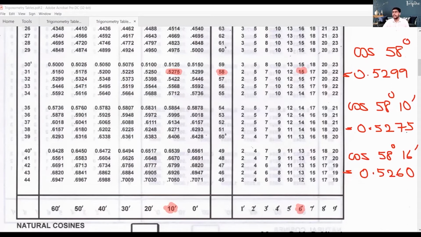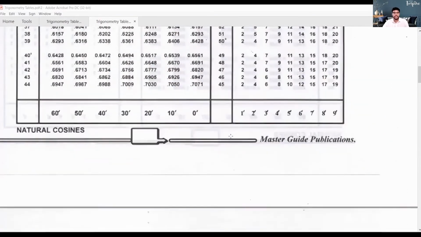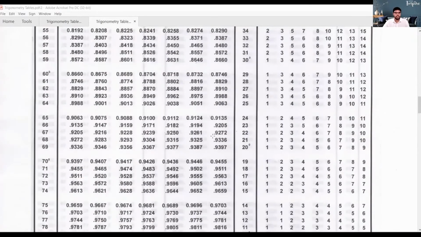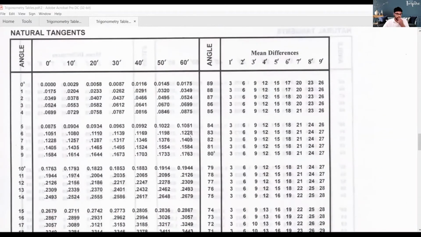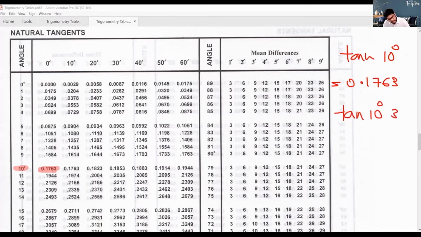Okay, let's also take some tan values, children, right? So we'll go to the tan table. Okay, so here we have the tan table, children, right? So in the tan table, we'll take tan 10 degrees. Tan 10 degrees, children, is going to be quite easy because there are no minutes. So tan 10 degrees is 0.1763.